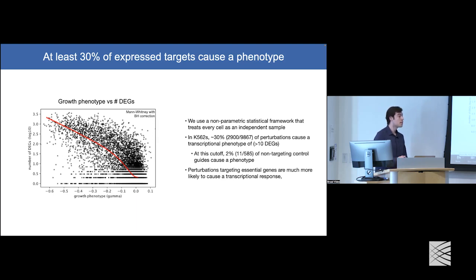About 20% of the genes that are expressed in a cell type tend to be required for growth of that cell type in rich media conditions. And here, 30% of the genes that are expressed cause any detectable transcriptional response when you perturb them. So there are lots of genes that don't impact growth, but do cause a detectable transcriptional response. But most don't impact either growth or a transcriptional response to the level that we can measure here in this one cell type.